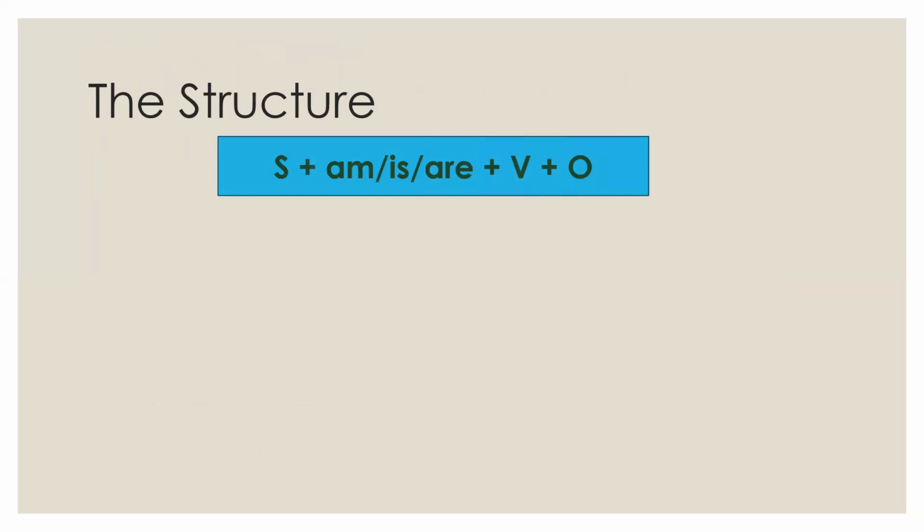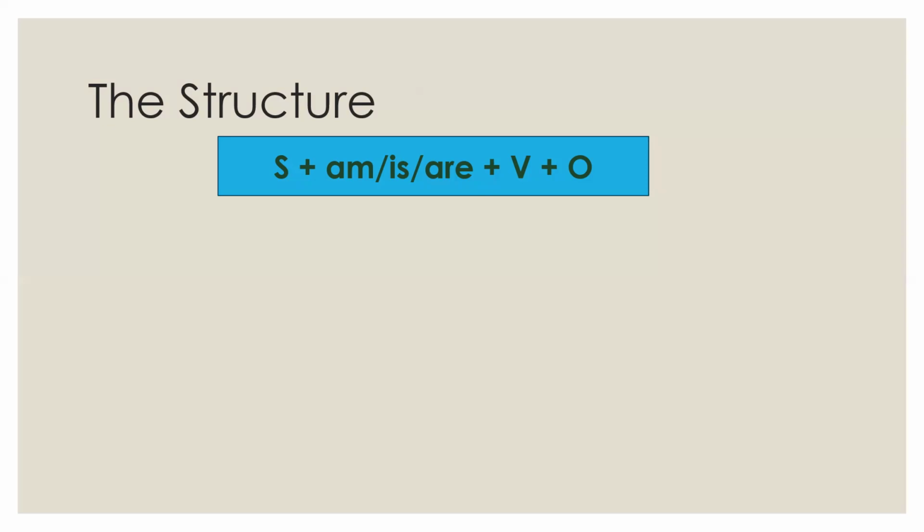The structure of this tense is like this. S plus am, is, or are plus V plus O. This is the basic structure of the sentence when you are using the present continuous tense. Now, why am I doing the structure? It is because you need to know this by heart if you don't come from an English speaking background. If English is your mother tongue, you will have no problem with the structures. It will just come naturally. But if English is not your mother tongue, you will need to learn these structures by heart.